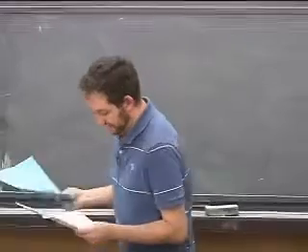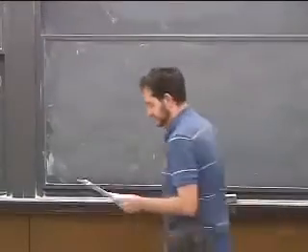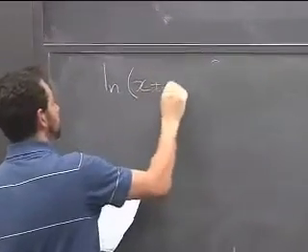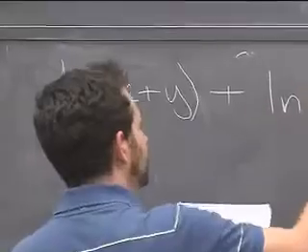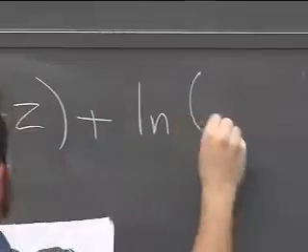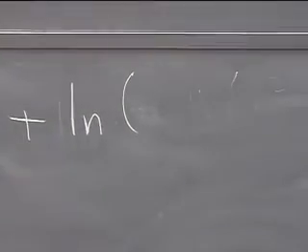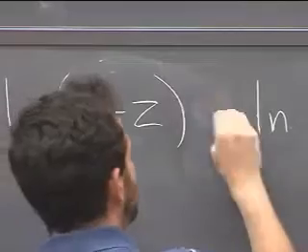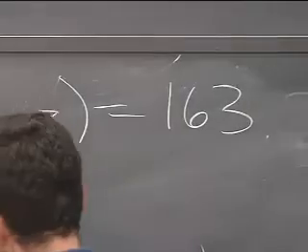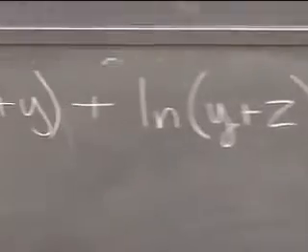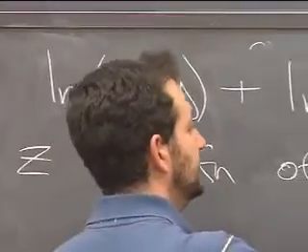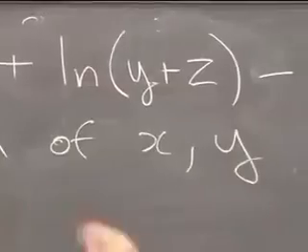Here's an example from a previous quiz. It says we have a relation between x, y, and z. Log of x plus y, plus log of x plus z, minus log of y plus z, equals 163. And it says z is to be considered as a function of x and y. So there you go. There's an example of this.